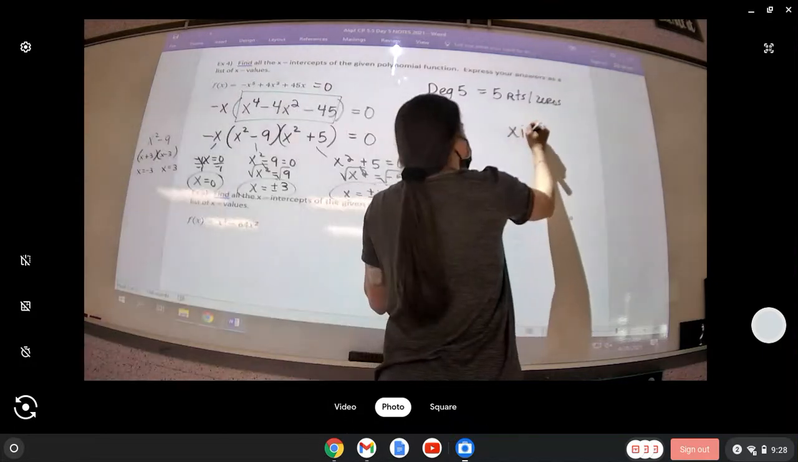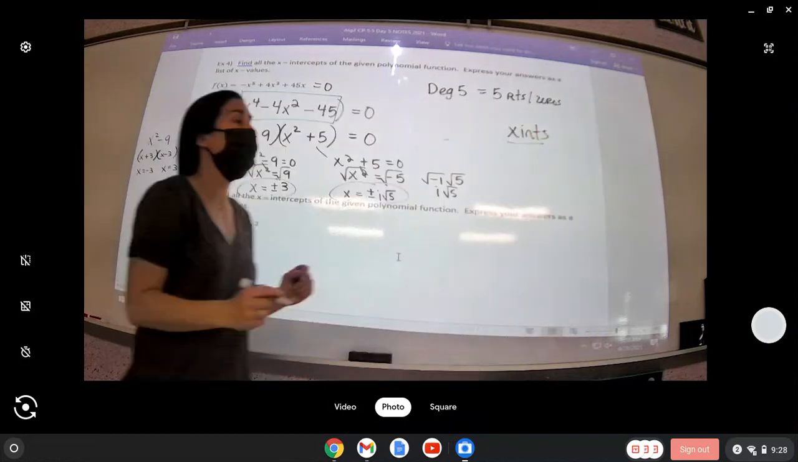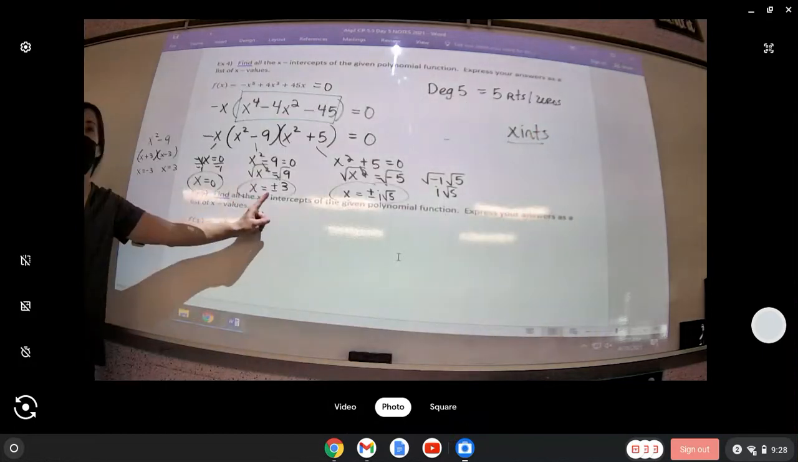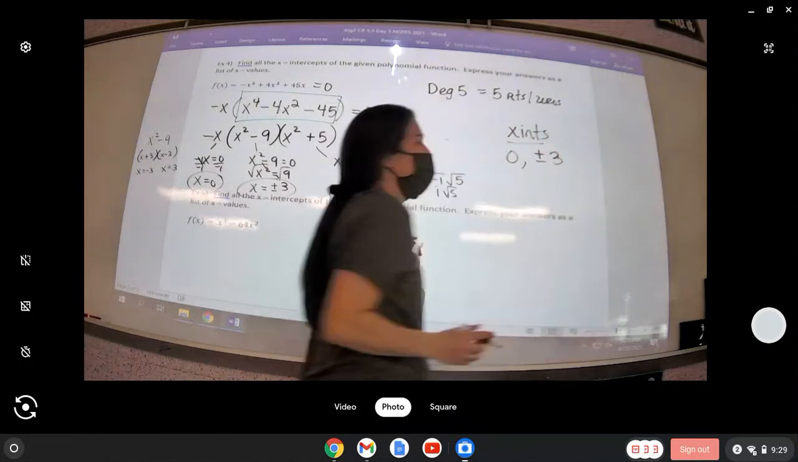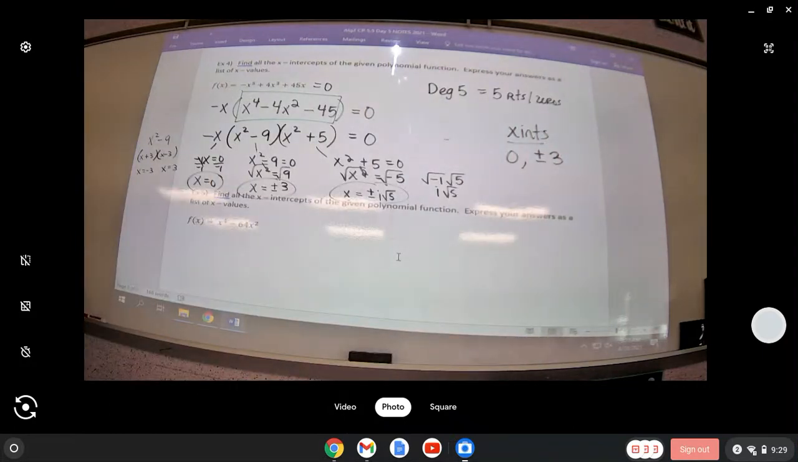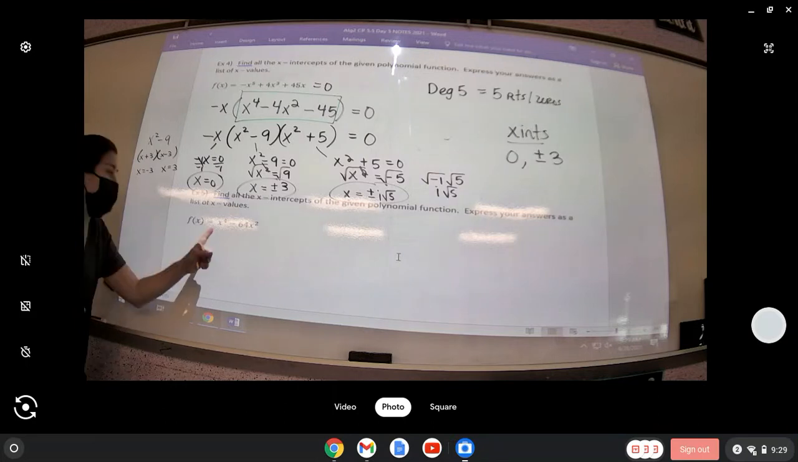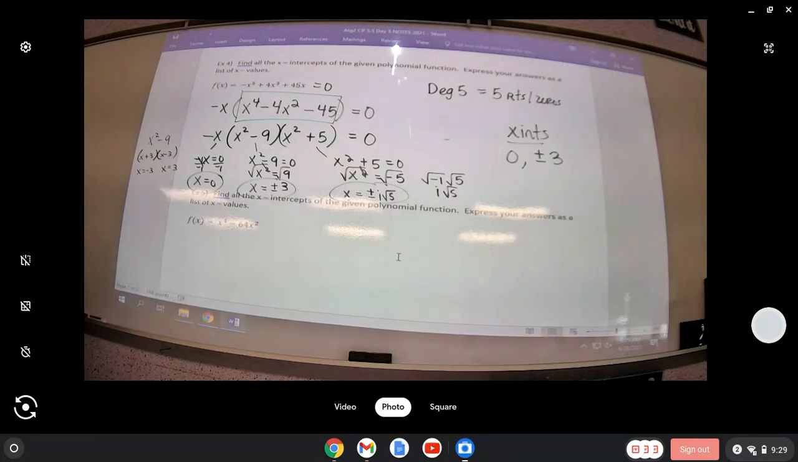So now when we go to list our x-intercepts, we just list the real numbers, which are 0 and plus or minus 3. And you're good to go. How do we feel, okay? All right, I'm going to ask you guys to try the last one. The last one actually has a GCF, and then it is actually a quadratic that you are left with. So try the last one. I'll do it up here, you do it down there.